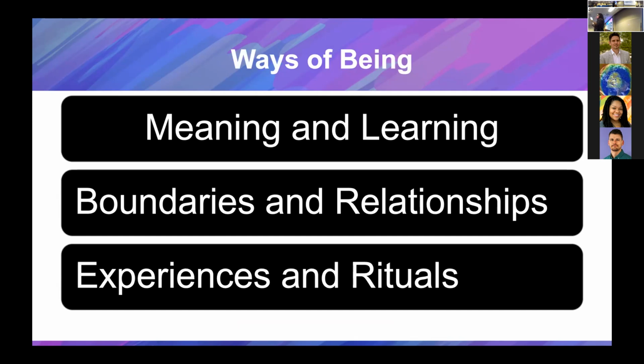Next, boundaries and relationships. What have I scoped? What have I decided was important? What have I decided was the directionality of that importance, right? Who has control in those relationships?